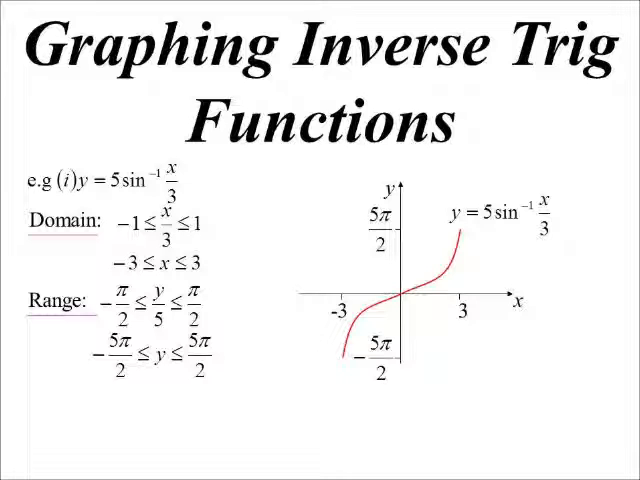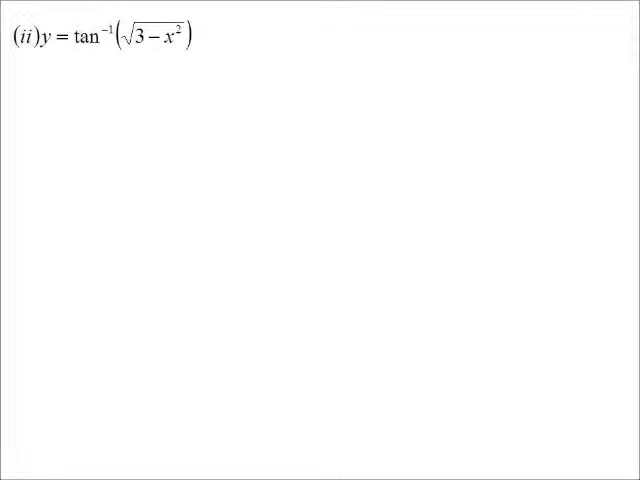Okay, I mean, that's fine when you've only got one graph on the actual axes. Of course, this one's a little bit more interesting. Inverse tan of the square root of 3 minus x squared. All right, well, let's try and work out the domain and range.